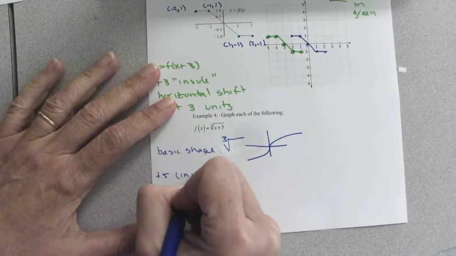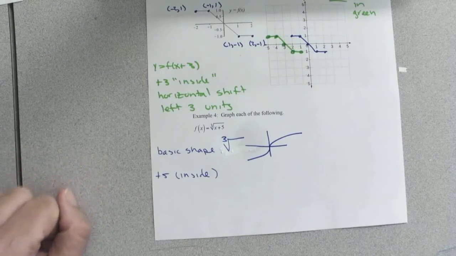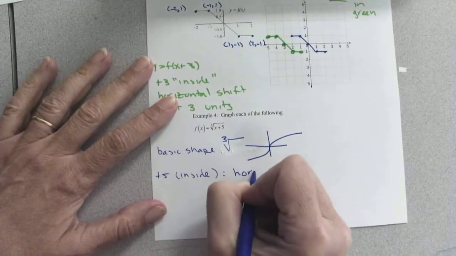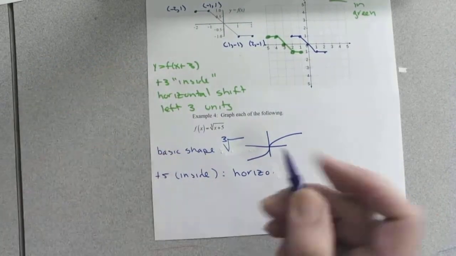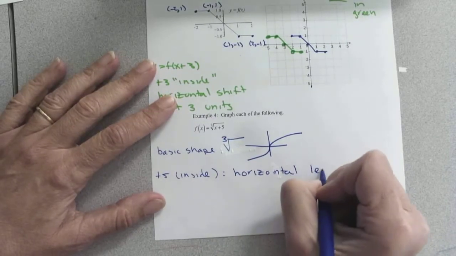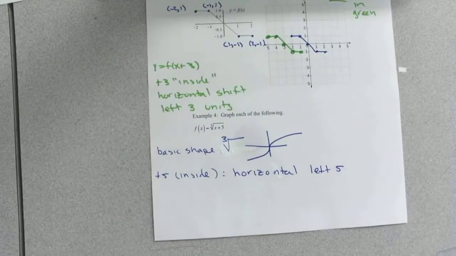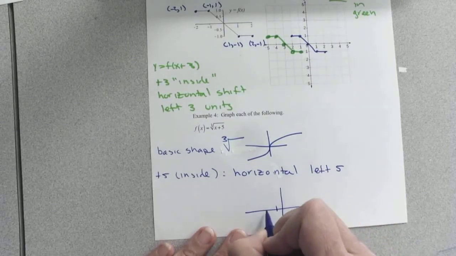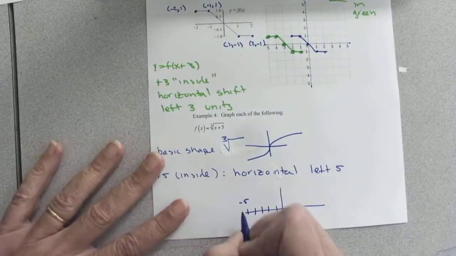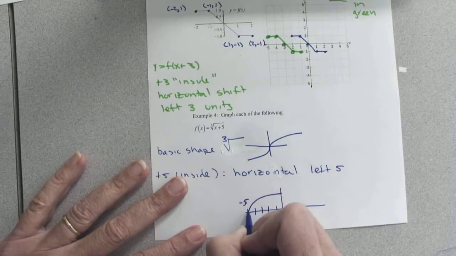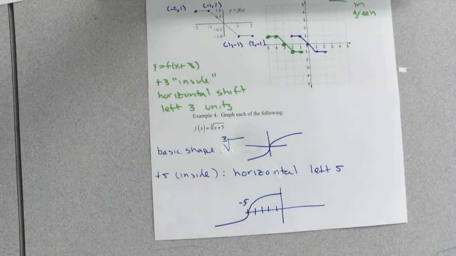The plus 5 inside. That's a horizontal. I have trouble spelling horizontal. That's horizontal. Left 5. You go opposite to what you'd expect. And so again, I'm not expecting amazing works of art. Left 5. 1, 2, 3, 4, 5. Then I'm just going to take that origin point, move it left 5, and then draw the same basic shape. Good enough. I am not looking for any more detail than that.